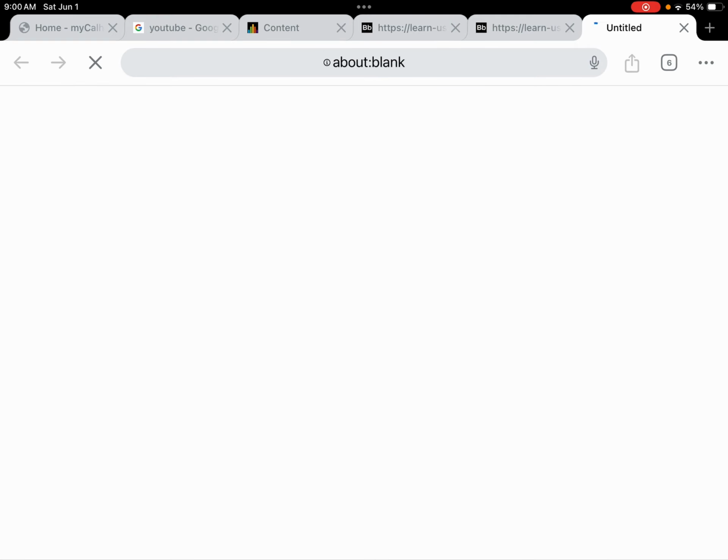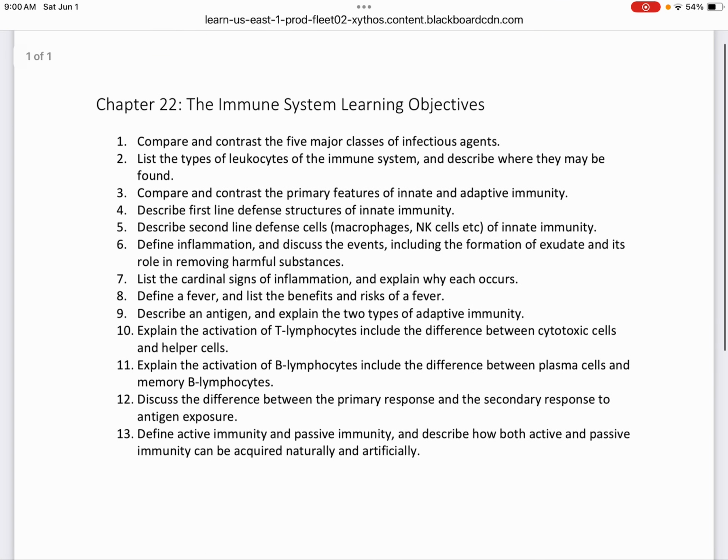Wait for this to load. So there's not that many. It's very basic. List the type of leukocytes of the immune system. Give me a brief definition of where they can be found. Tell me the similarities and differences between innate and adaptive immunity.